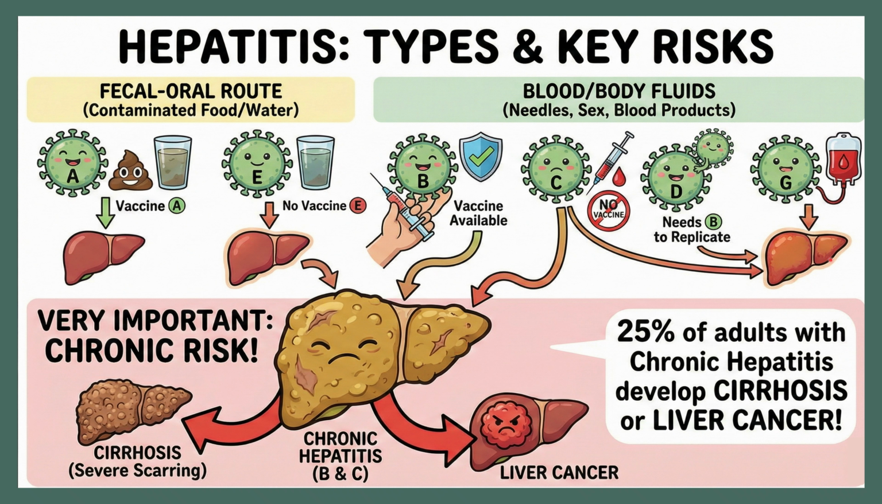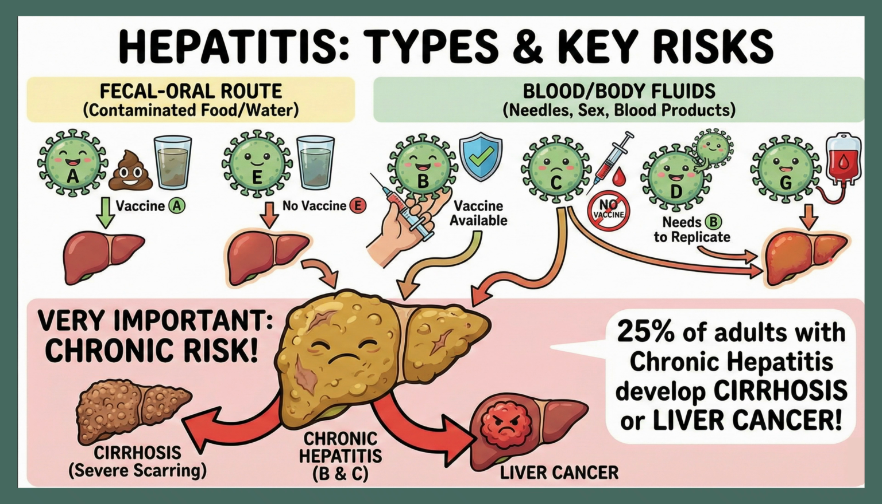The mode of transmission depends on the specific virus, but it's typically through contact with blood and bloody fluids or the fecal-oral route. We classify those viruses as A, B, C, D, E, and G, and they all have different incubation periods and transmission methods. Clinical manifestations: what does hepatitis look like in a patient?